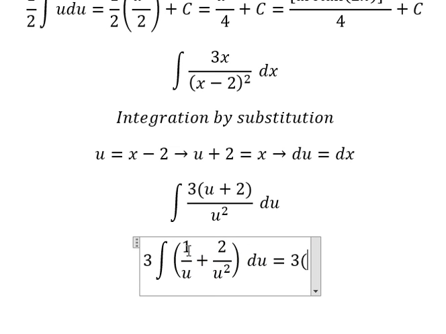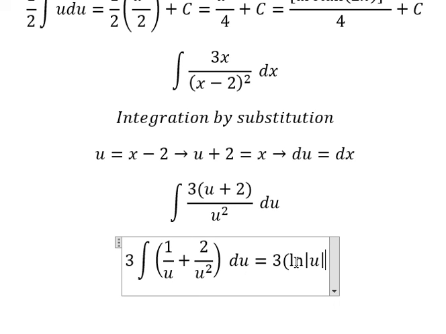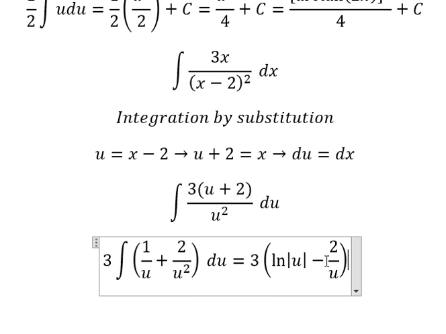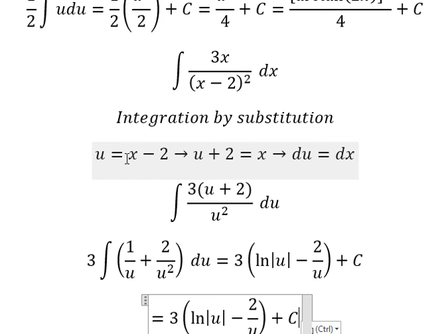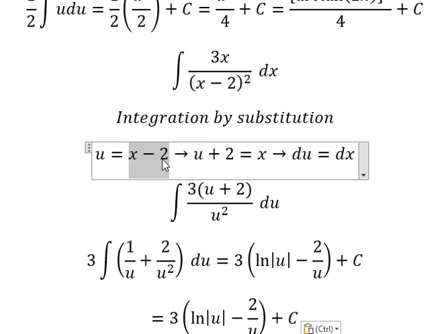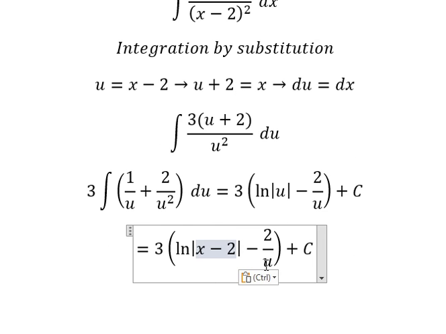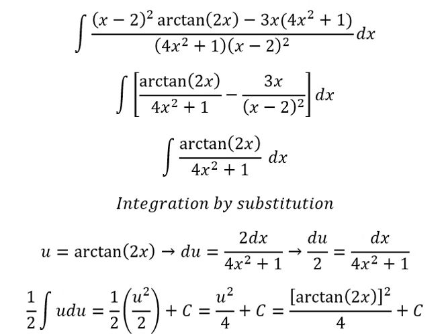The integration of this one, we have ln of the absolute value of u. The integration of this one, we have negative 2 over u, and I will put c. Now, about u, that is s minus number 2. Now we have the final answer.